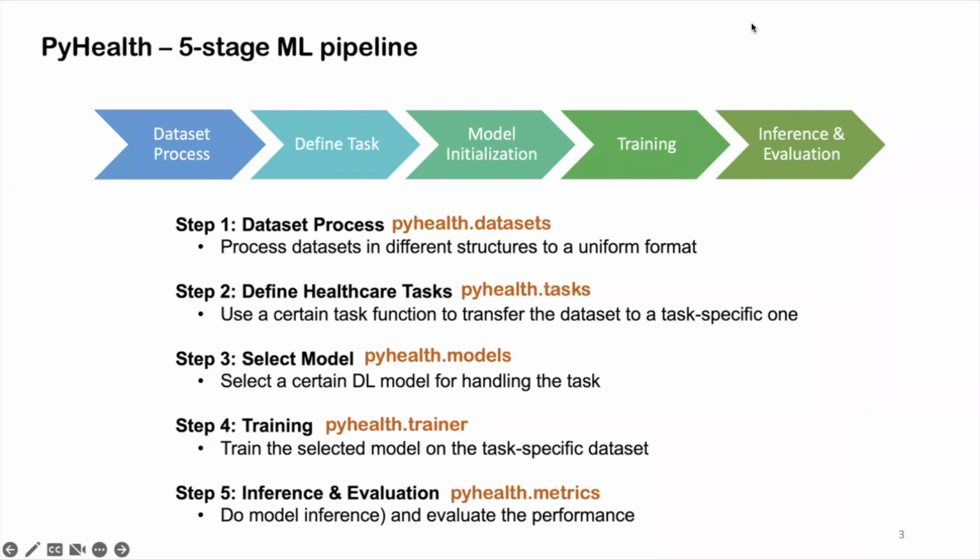Before doing that, I wanted to go over the 5-stage machine learning pipeline. In this whole conceptual framework in PyHealth, we model the pipeline uniformly into these 5 stages. The first stage is data processing. The second stage is healthcare task definition. The third stage is to select the model, and then train the model and do the evaluation or the inference on top of the best model. Each step is handled by a single module.